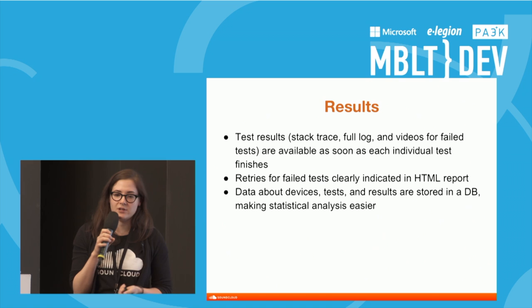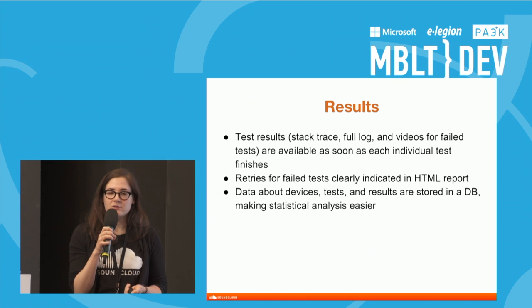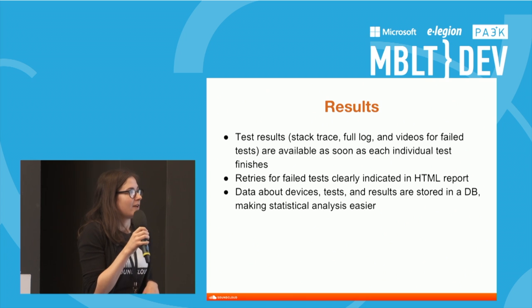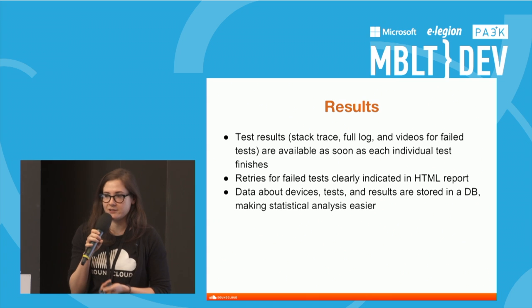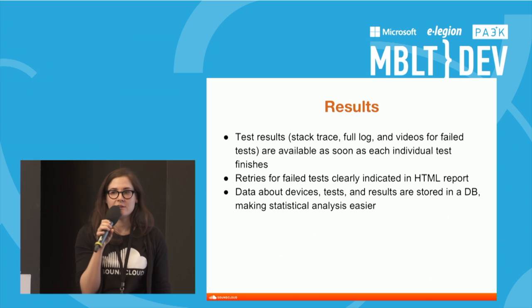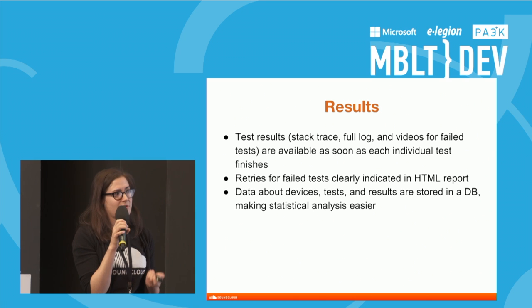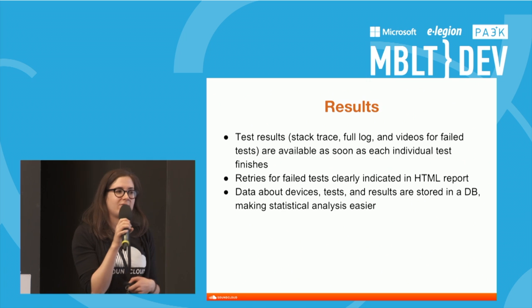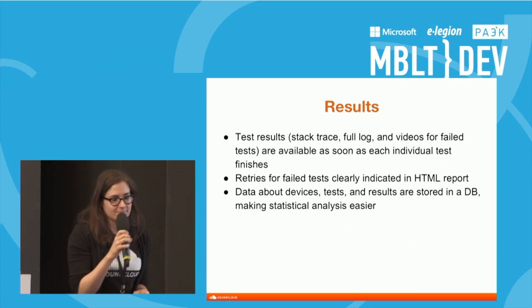So test results, including the stack trace, full log, and videos for failed tests, are available as soon as each individual test finishes. So when you go to the HTML report, you can just sit there and have it reload automatically every time test results come in, which is pretty cool. And the retries for failed tests are clearly indicated in the HTML report. So if something failed the first time and passed the second time, that's really obvious, and you can go in and look and see if it was an actual product issue the first time it failed, or just a network issue or something else.